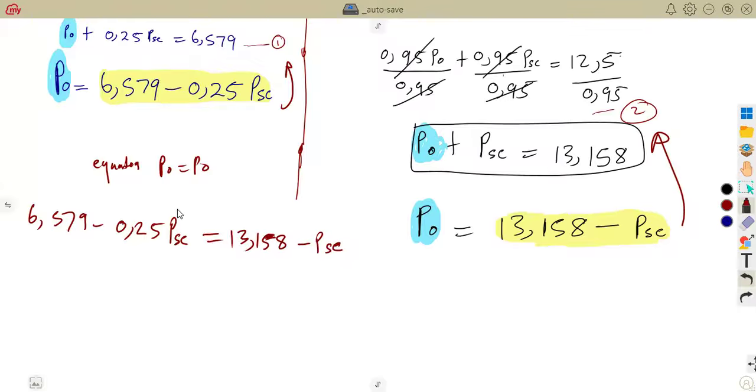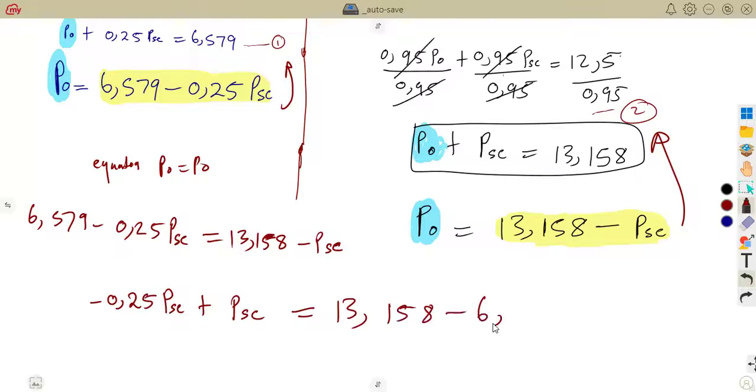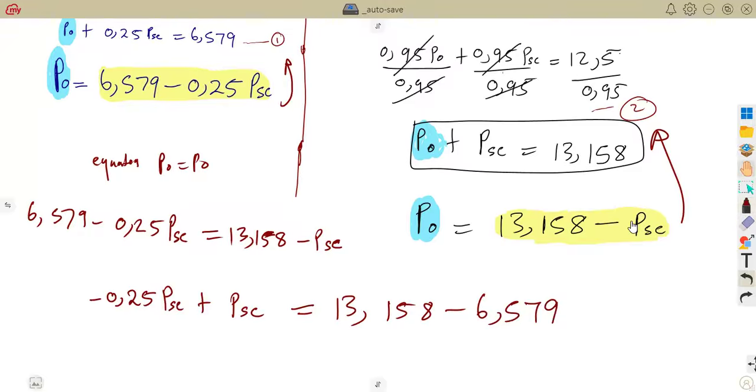As you can see, these two are the ones that are the same. So you can solve for this by transposing. You can take this to the other side, it's going to be a positive there. So it will be negative 0.25 P short circuit plus P short circuit, this one, it will be positive. If you take this to the other side, it will be a negative. So it will be 13,158 minus 6,579. So this is the case that we are going to have.